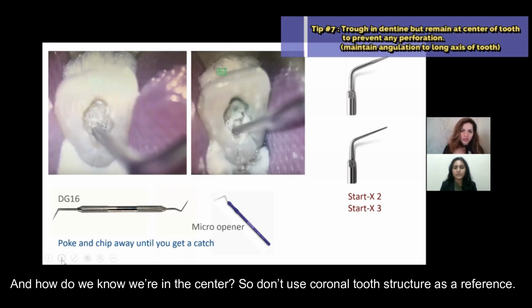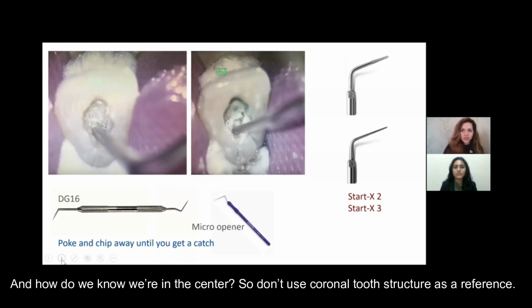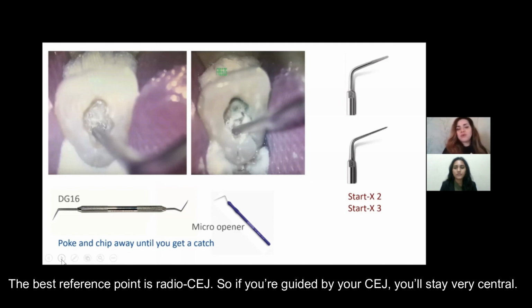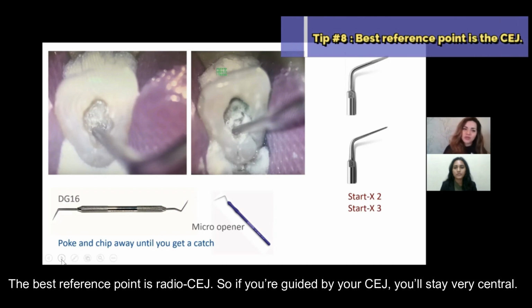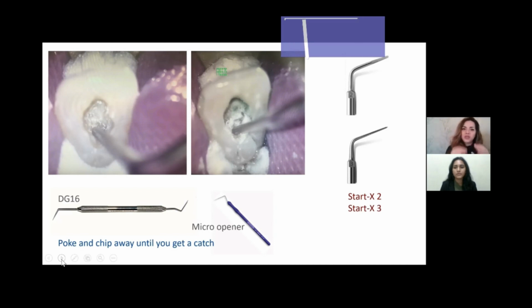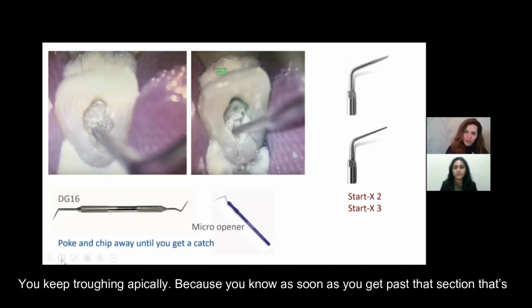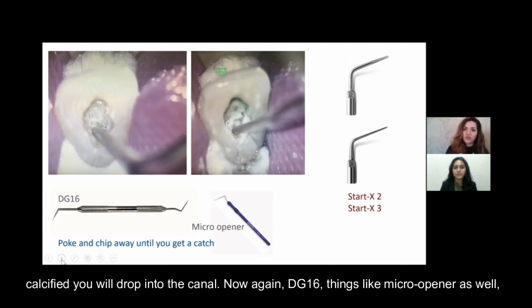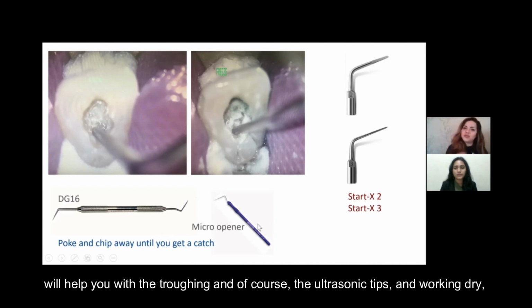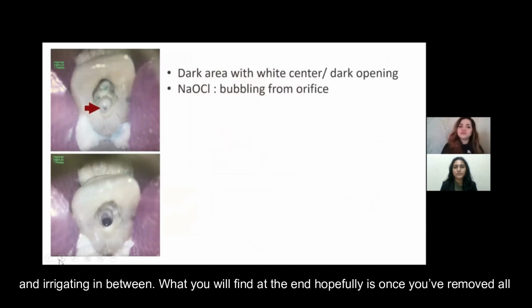And how do we know we're in the center? So don't use coronal tooth structure as a reference. The best reference point is really your CEJ. So if you are guided by your CEJ and you stay very central, you keep troughing apically, because you know as soon as you get past that section that's calcified, you will drop into a canal. Now again, DG16, things like micro opener as well will help you with that troughing, and of course the ultrasonic tips, and working dry and irrigating in between.